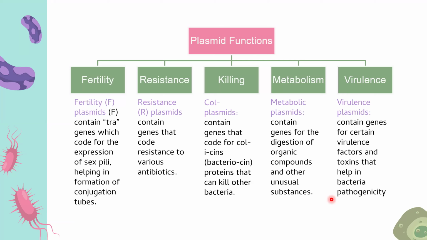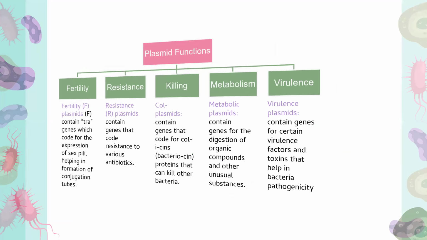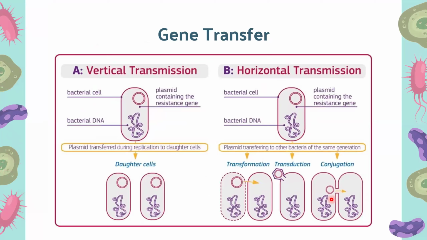All right, I have my plasmids, I have my chromosome. How will I actually be able to have that gene transfer that I was telling you guys about? That is in two main ways: either a vertical type of transmission or a horizontal type of transmission.